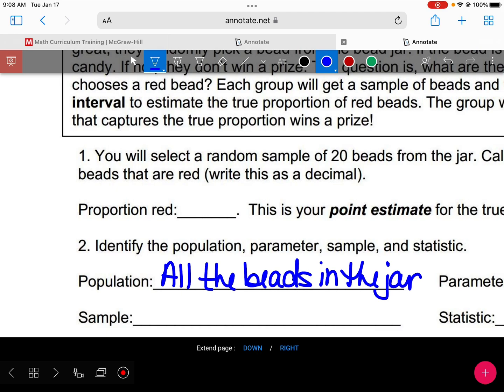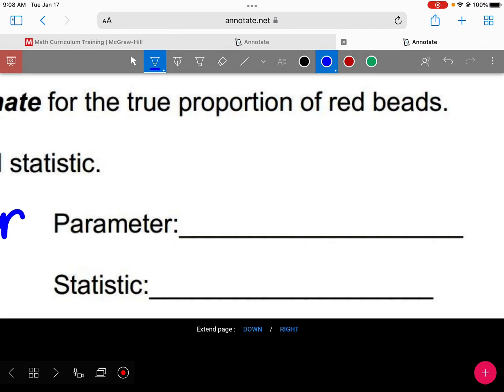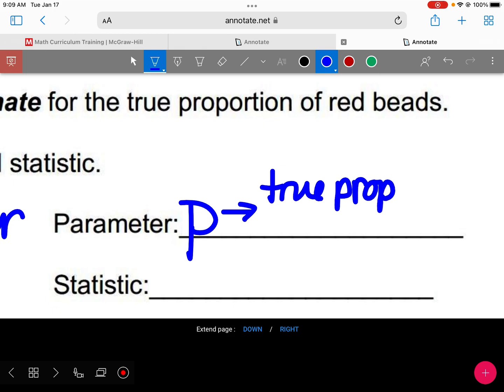So what is our parameter here? Yes, the proportion of red beads, the true proportion. We're going to call that P. True proportion of red beads.